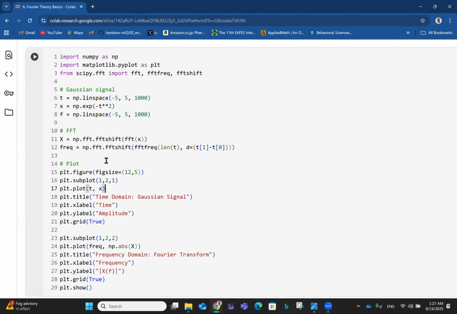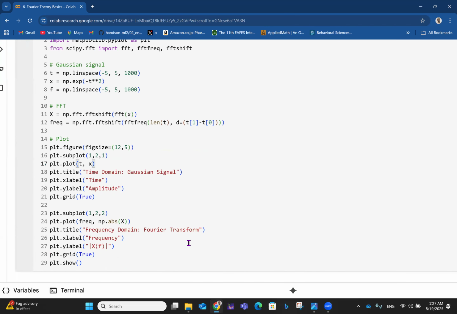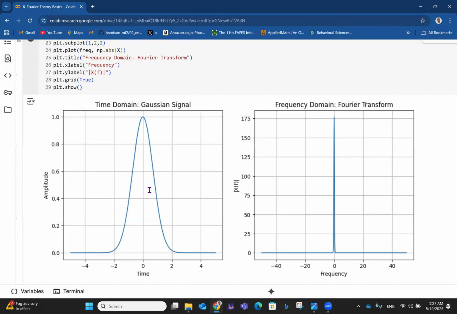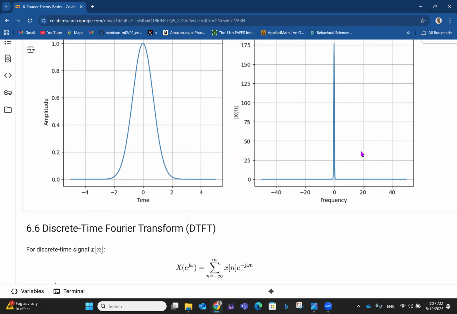And then we take the fast Fourier transform like this. So you have x as np.fft.fftshift of fft of x, and then you get the frequency also. At the end of the day, you plot t by x, so all these t and x, you plot them. Then you also plot the frequency by the absolute value of X. So you get two plots around here. Looking at the code properly, you get the Gaussian signal here, and the Fourier transform right here. In the time domain, you get the Gaussian signal. In the frequency domain, you get the Fourier transform. And that's what it looks like.